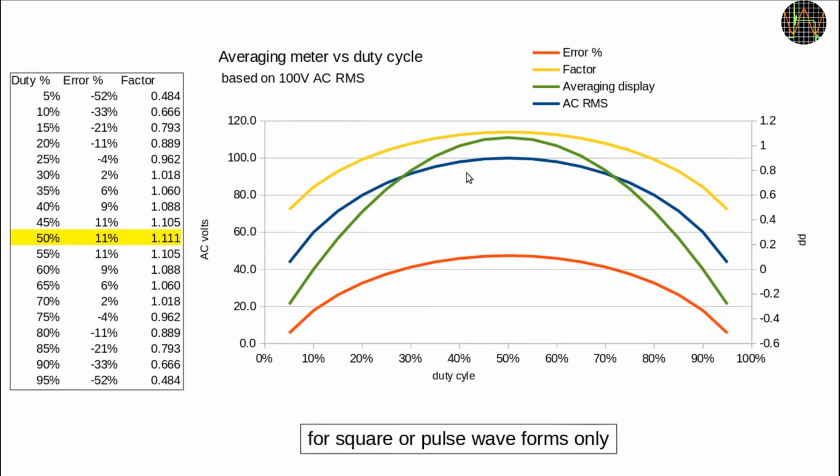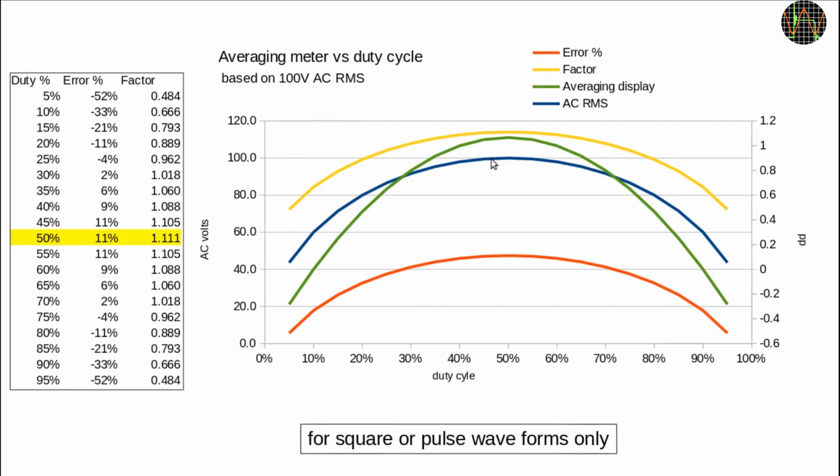I found this graph quite interesting. First of all, the blue AC RMS voltage peaks at 50% and drops on either side in a symmetrical pattern. This may be unexpected, but makes sense if you think about it. At 50% duty cycle, the wave is at its most wavy, for lack of a better word.